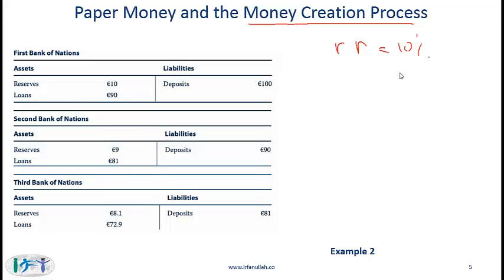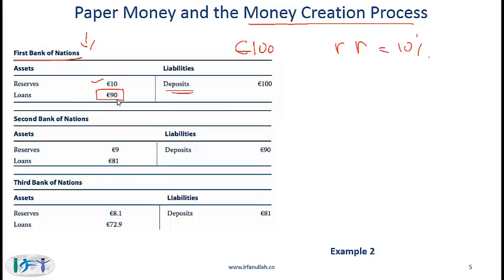So what happens if a customer makes a €100 deposit in the First Bank of Nations? This is shown as a liability on the balance sheet of the First Bank, and this is a liability because this money really belongs to the customer or the depositor, and the depositor can come at any point to the bank and demand this money. Given a reserve requirement of 10%, the bank must keep €10 and the rest can be loaned out.